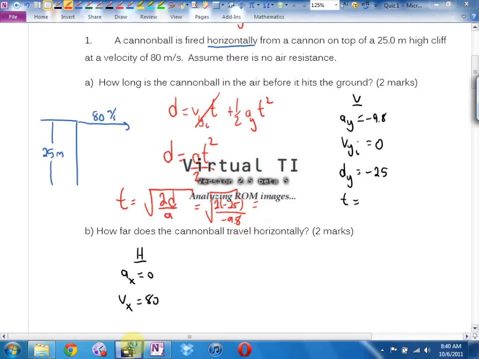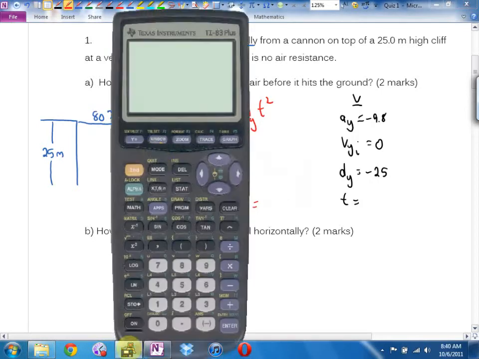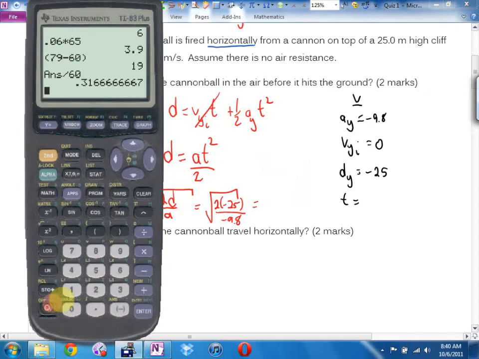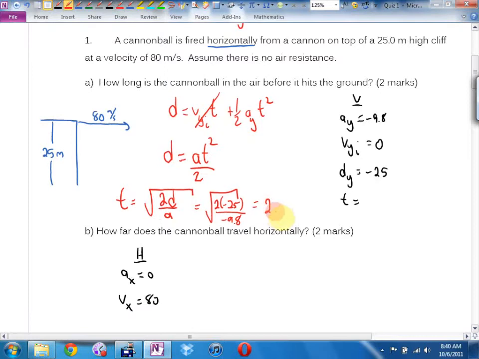Bring up my trusty calculator. Thankfully, the negatives cancel, which is good because I can't take a negative square root. So it's going to be positive in there. 2 times negative 25 divided by negative 9.8, square root. Do y'all get 2.26 seconds? People nodding? I would take 2.3, so 2 or 3 sig figs. 2.26 seconds. 2 marks if you got that.